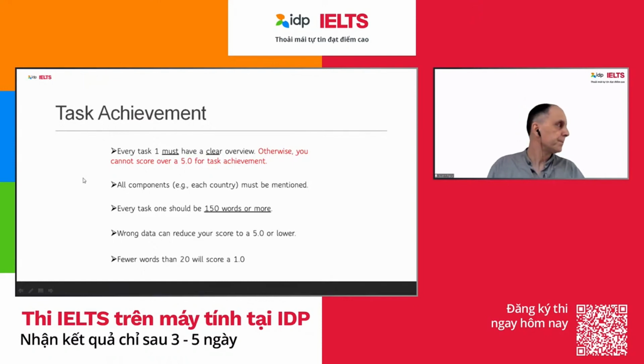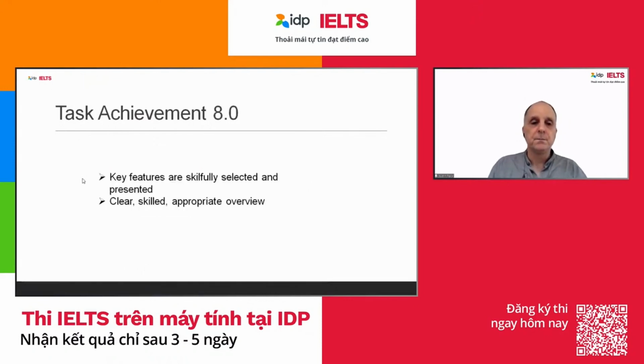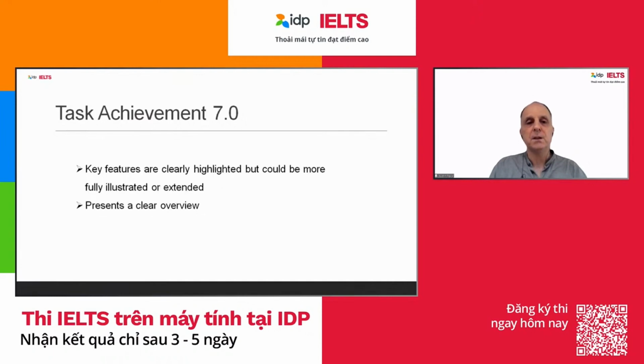All right. For an 8, if you're aiming high, key features are skillfully selected and presented. Make sure it's a clear, skilled, appropriate overview. For a 7, key features, but more could be fully illustrated or extended. A clear overview. Make sure that the overview is very clear. We'll cover overviews shortly.